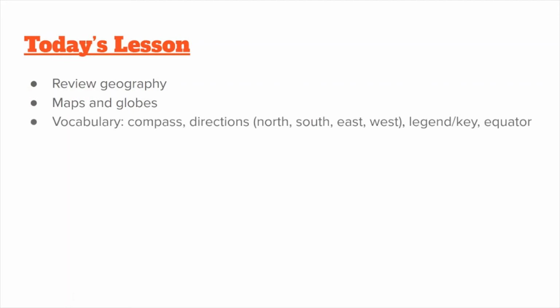For today's lesson, we are going to review from our last lesson, Geography. We will be talking about maps and globes. We are going to learn some vocabulary: compass, directions, north, south, east, west, legend, key, and equator. Finally, we'll be learning the continents and the oceans of the world.